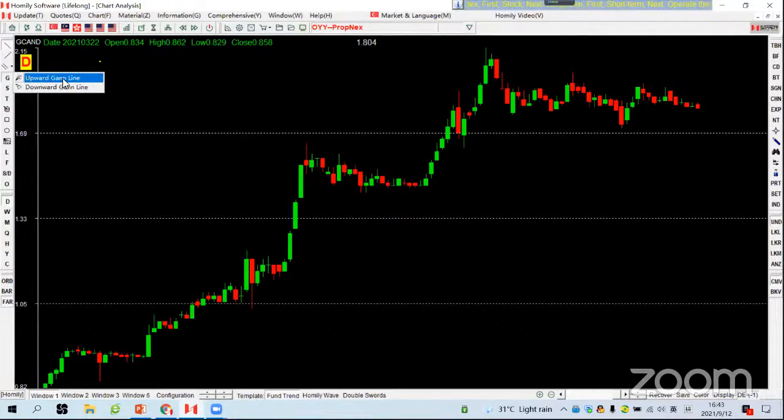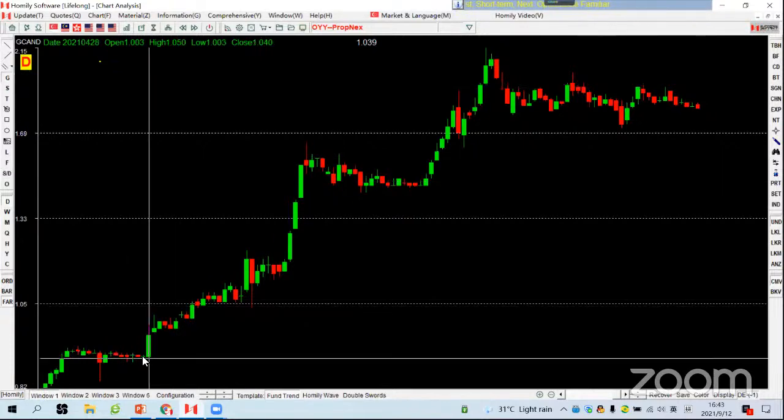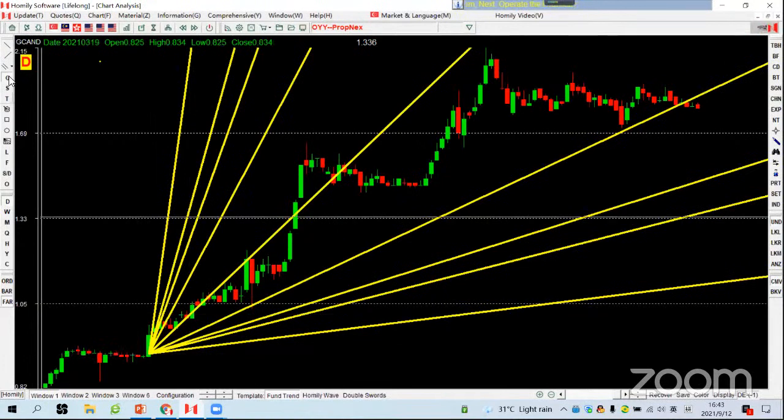This is a type of channel trend line. One is the upper gun line, the other is the lower gun line. If the share is moving upward, you should use the upward gun line. But if the share is going down, then you should use the downward gun line.